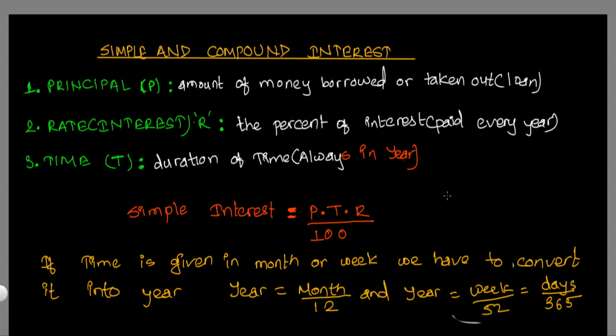Now the simple interest can be found by this formula, which is PTR over 100, or you can also write PTR percent, because this 100 is put here in order to remove the percent sign. These are both equivalent to each other.